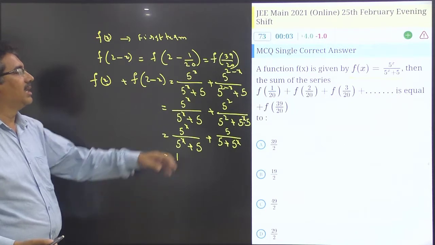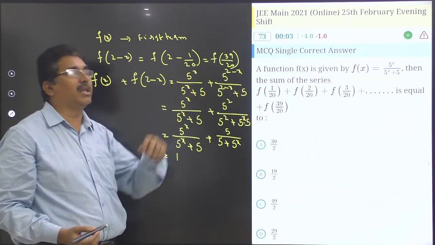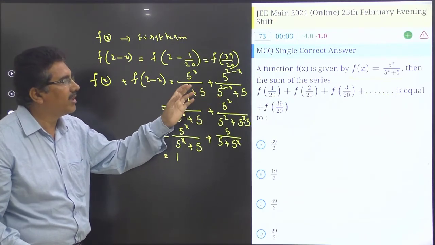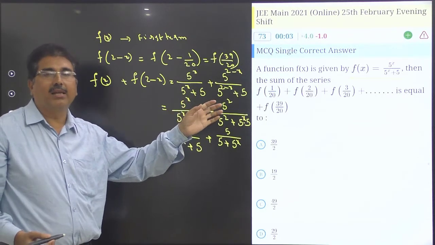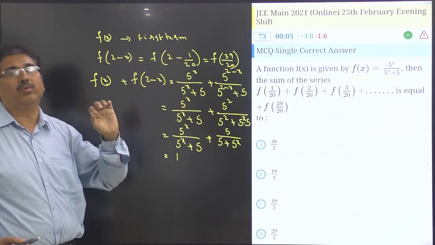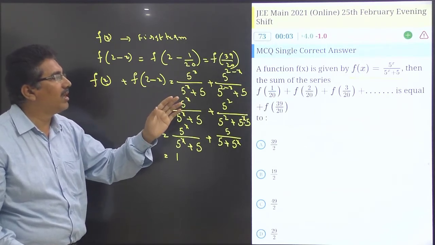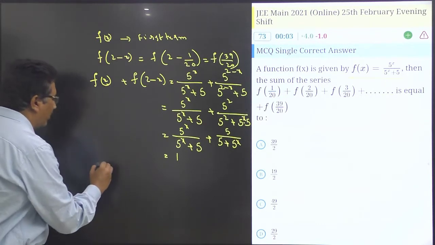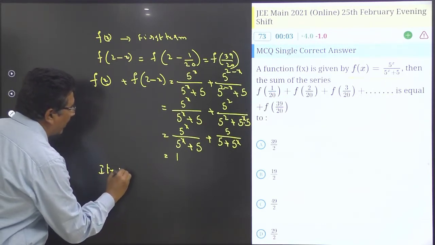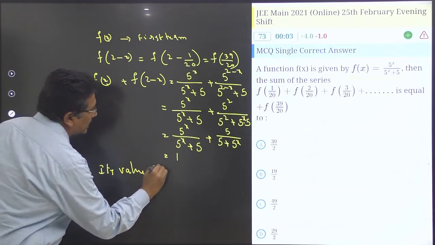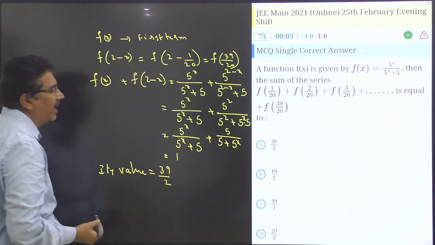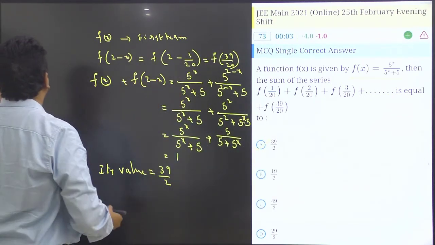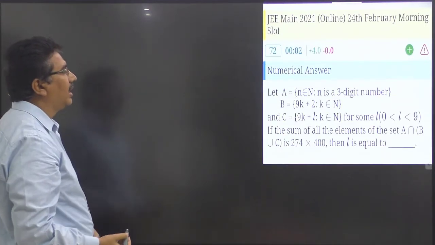The sum of the first term and last term is equal to 1. Similarly, the sum of the second term from the beginning and the second term from the end is also equal to 1. So here the total number of terms is 39, so its value is equal to 39 divided by 2. That is option A. Now let us see another one.